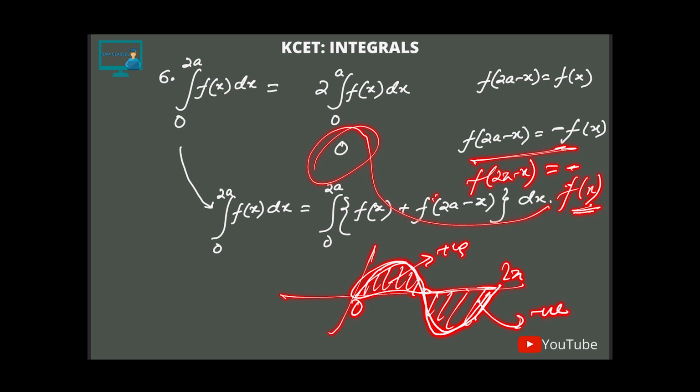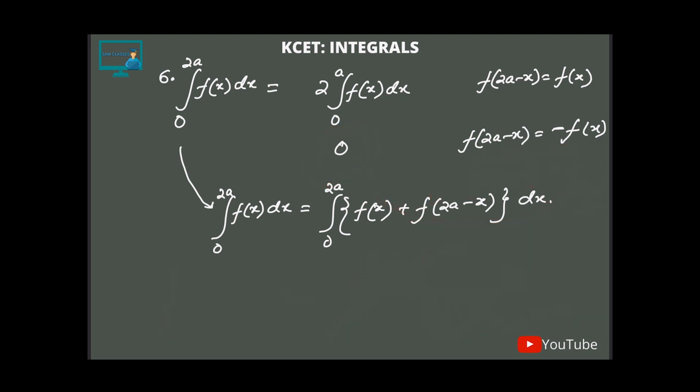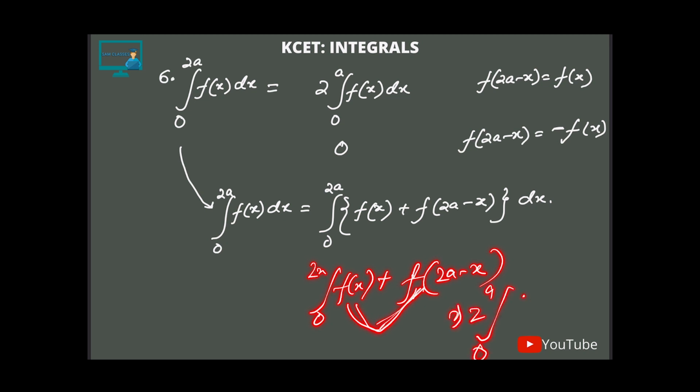Correct. So if I know f of 2 pi minus x is equal to f x, then it will be double of that. So it's very simple, students. Basically what we are doing is breaking 0 to 2 pi into two parts: the function f x and the function f of 2a minus x. If both these functions are equal, directly we can write 0 to a of f x dx. And if they're equal but negative to each other, directly we can put 0.